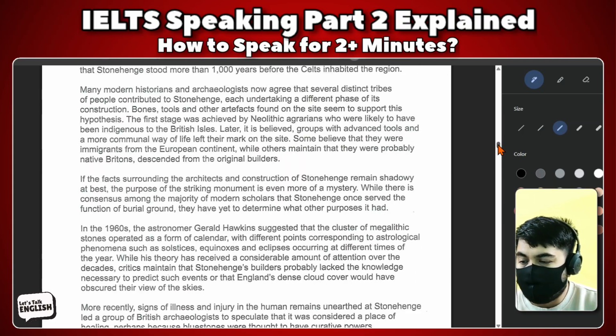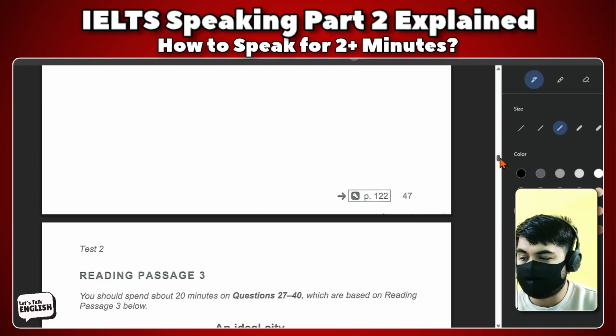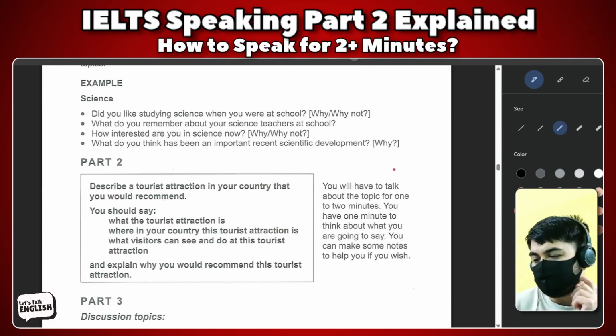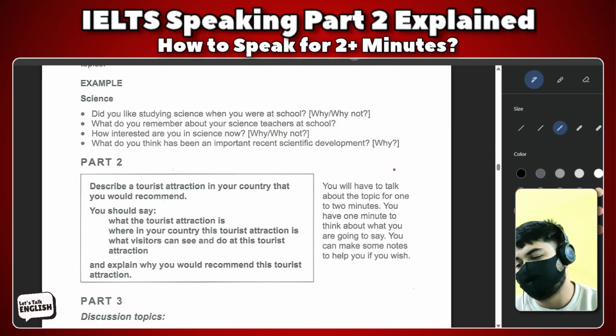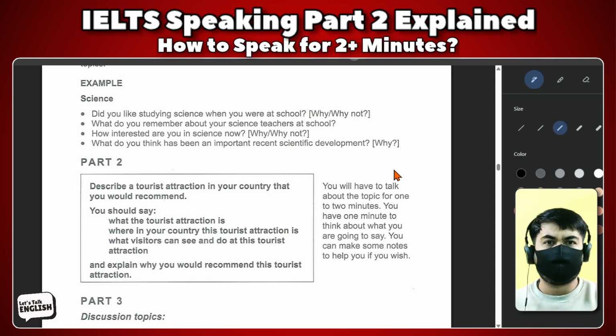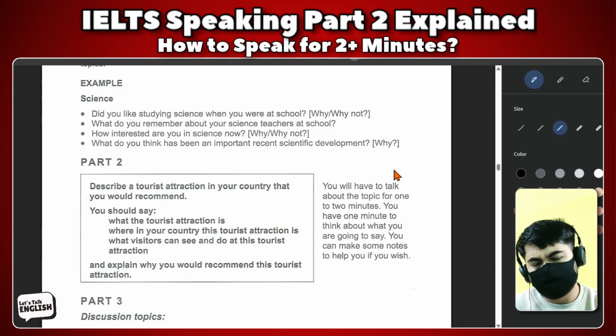this Cambridge IELTS Book 18 Test 2, and that is going to be a tourist attraction in your country that you would recommend and explain why you would recommend this tourist attraction. So, what could be that one tourist attraction? I would say India Gate. Okay, now I'm slightly confused. Gateway of India or India Gate?